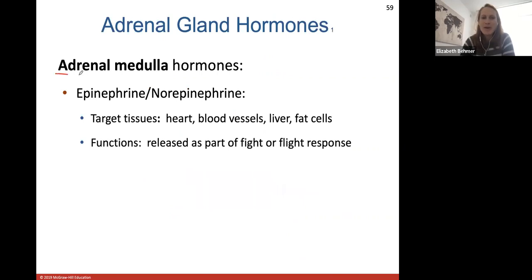So here is a little more about hormones that come out of the adrenal medulla: epinephrine and norepinephrine. These will target your tissues like your heart, blood vessels, liver, and fat cells, all released as a part of the fight or flight response in your sympathetic nervous system. So these are your adrenaline hormones that get released to get your body ready for activity.